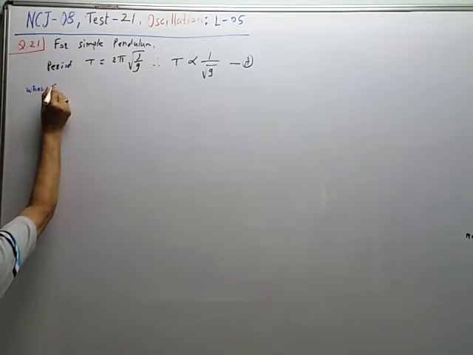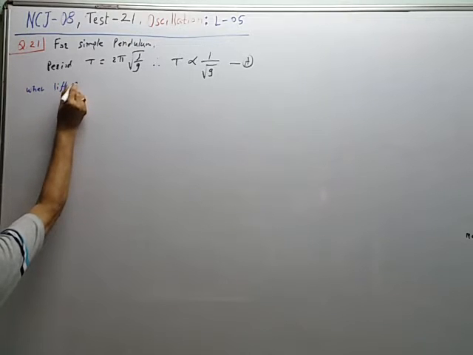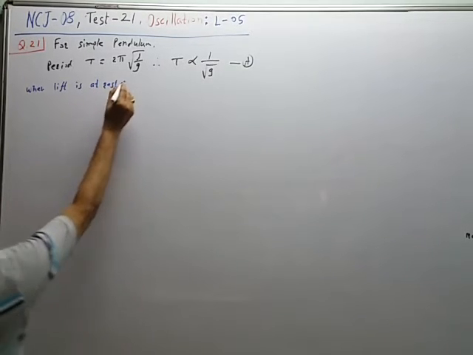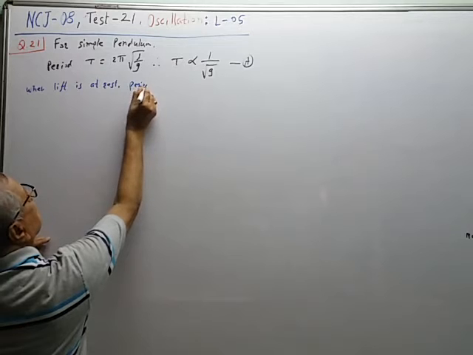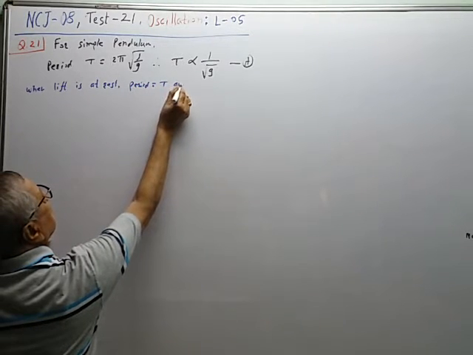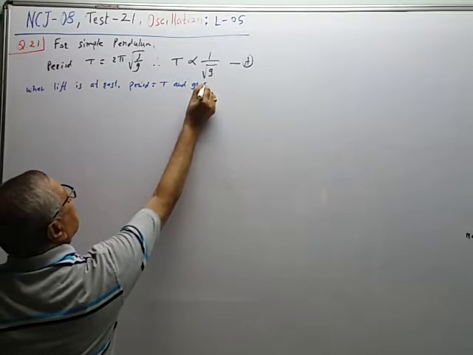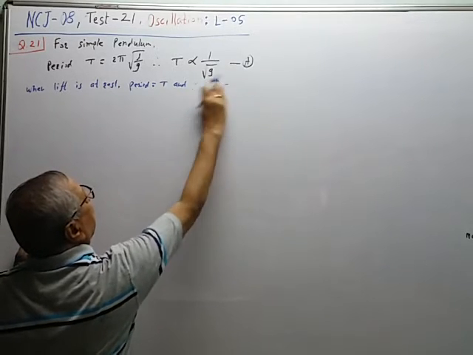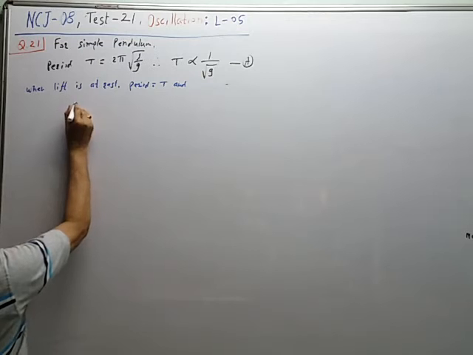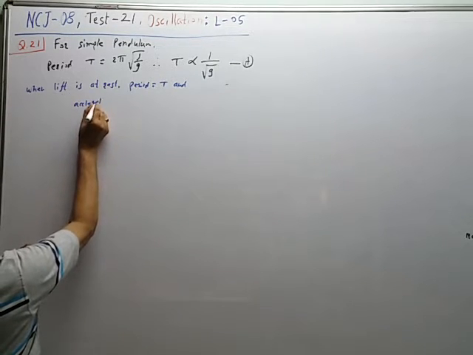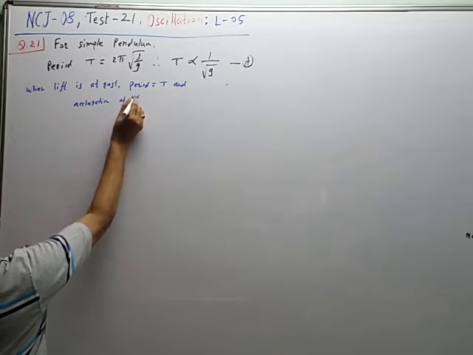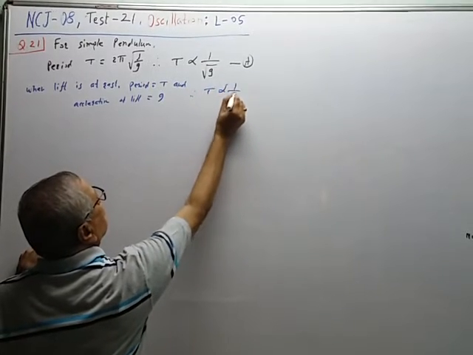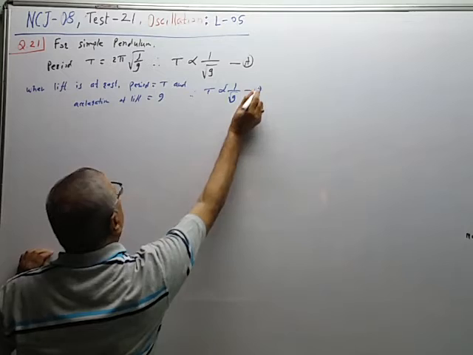When the lift is at rest, period is equal to capital T, and gravitational acceleration and acceleration of the lift is equal to G. Therefore, T is inversely proportional to square root of G. This is equation 1.